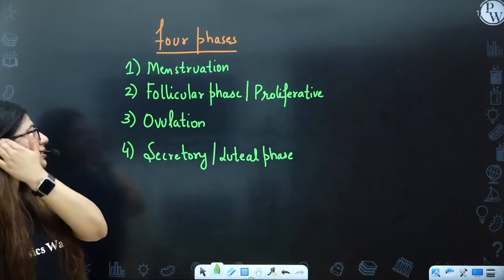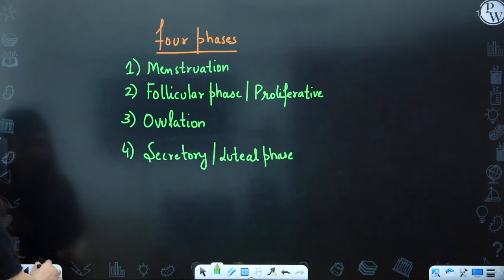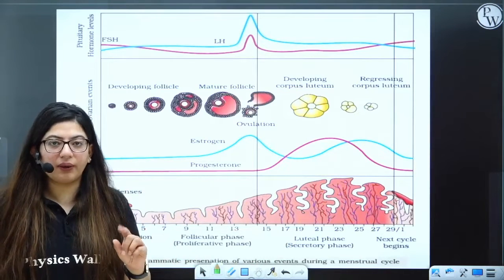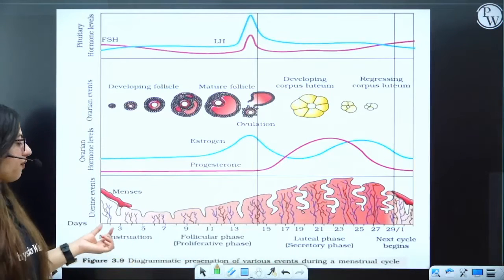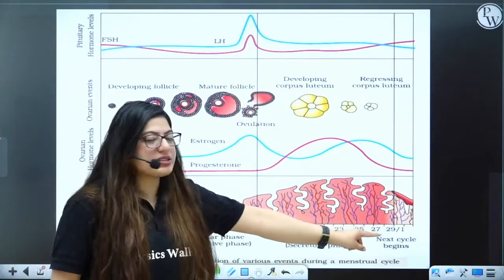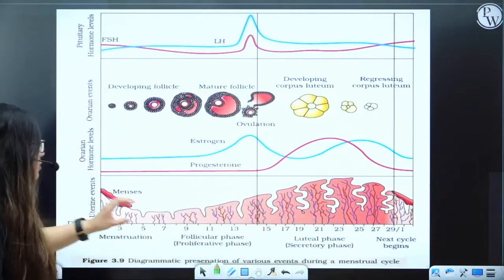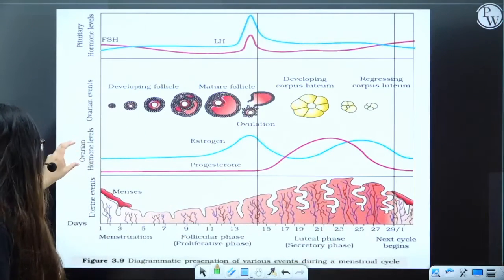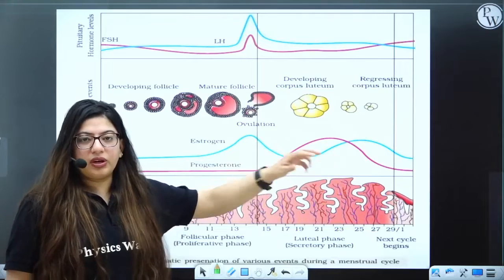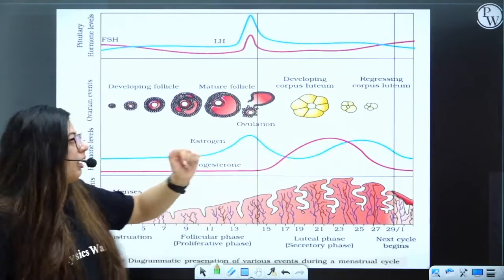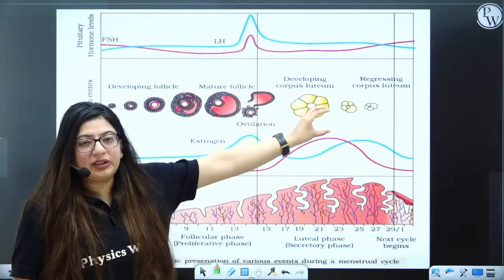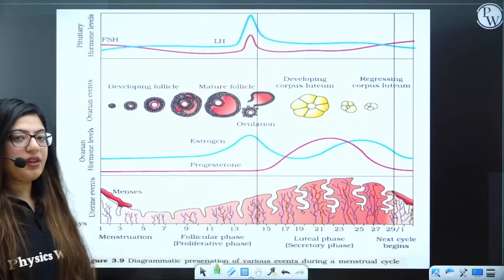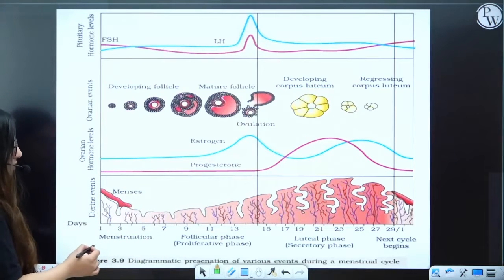So we'll start with the menstrual phase. Let's see the diagram of NCERT. So this is the diagram of NCERT. We are going step by step. So this entire cycle is of how many days? From 1 to 29. Here uterine events are occurring, that means what is happening in the uterus. Here ovarian hormones peak are there, whatever hormones are secreted by the ovary. Here what is happening in the ovary? These are ovarian events. And here the pituitary hormones. So we'll start with the menstruation phase.